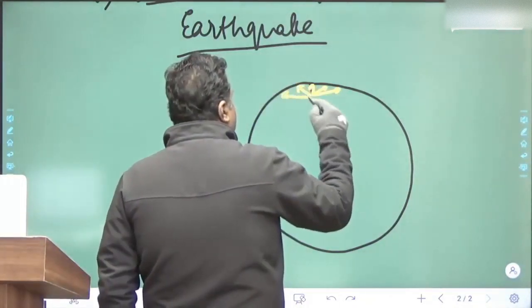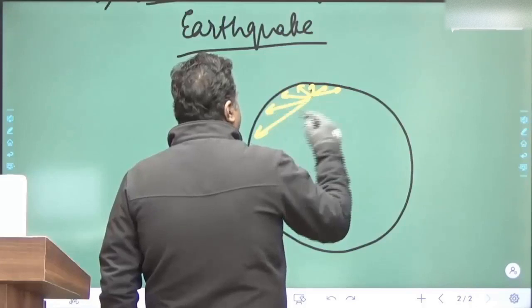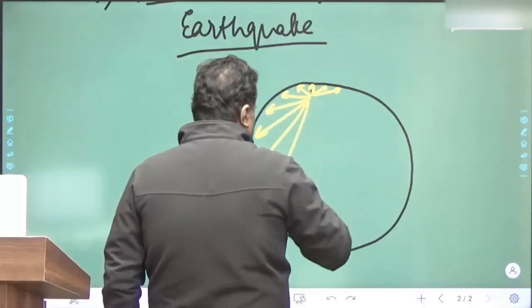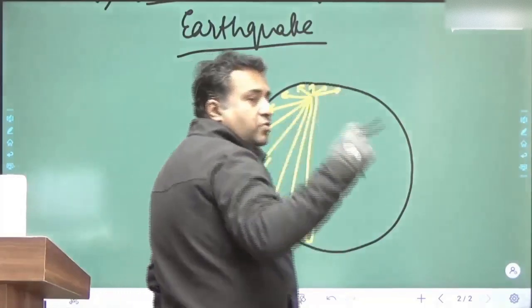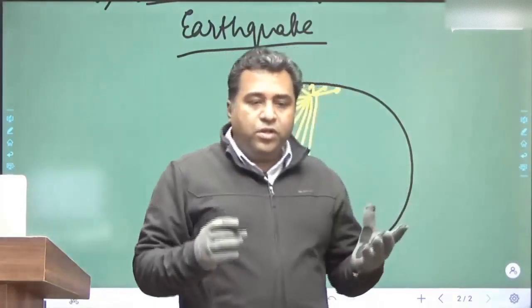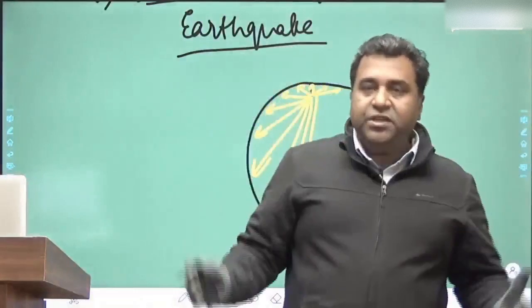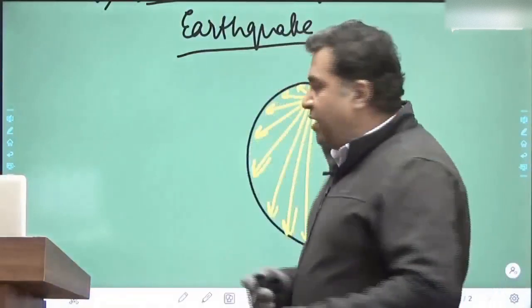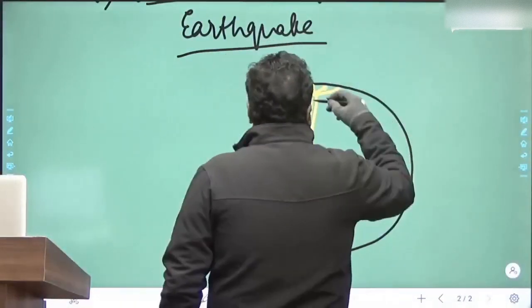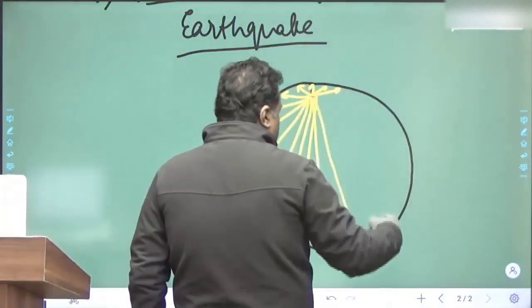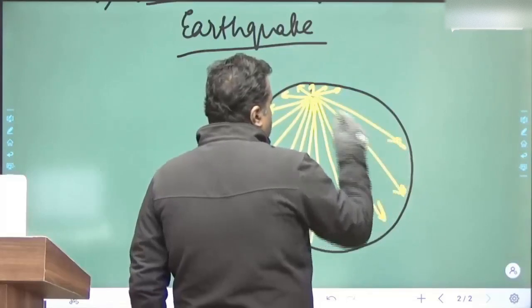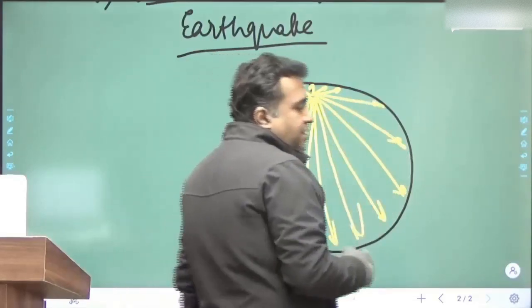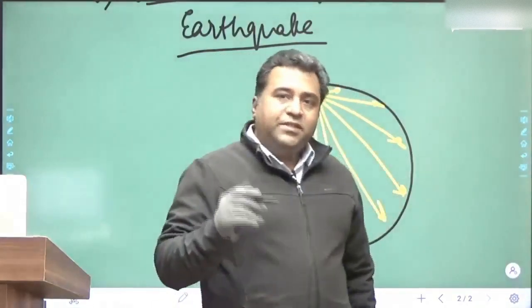It is like light traveling in a room in all directions, right? You must have seen light waves. If you put a bulb in the room and you glow the light, it travels inside the room in all directions. In the same way, this energy is also expected to travel in all directions inside the earth. Something like this. So this energy is what we call seismic energy.